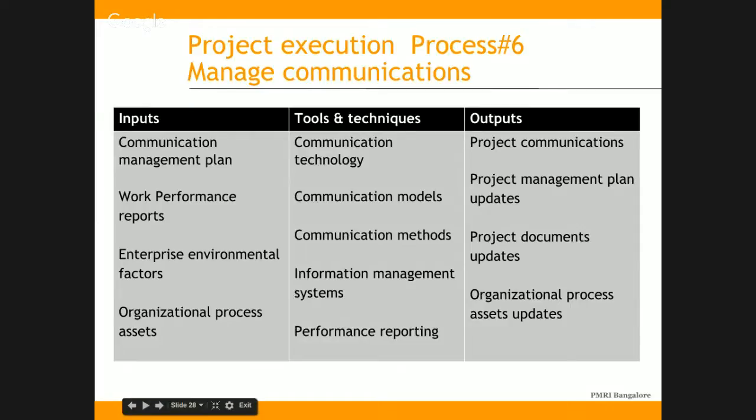Outputs: the project communications. Sometimes we have project management plan updates also coming as an output. Then any project document can get updated based on the project communications, and there can be organizational process assets updates, like the capability baselines, the vendor performance details, the lessons learned from past events. So it could be anything.